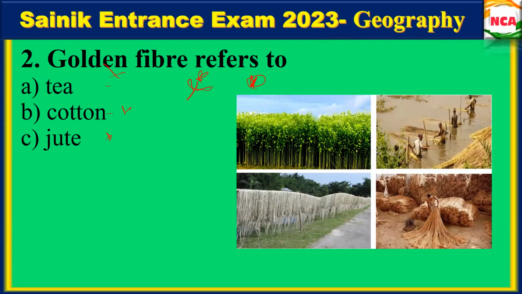And in India, the leading producers of jute are actually India and Bangladesh only, because these crops can grow in tropical areas. So when the question talks about India and Bangladesh together, you can go for the jute option, right? This is how you want to study.